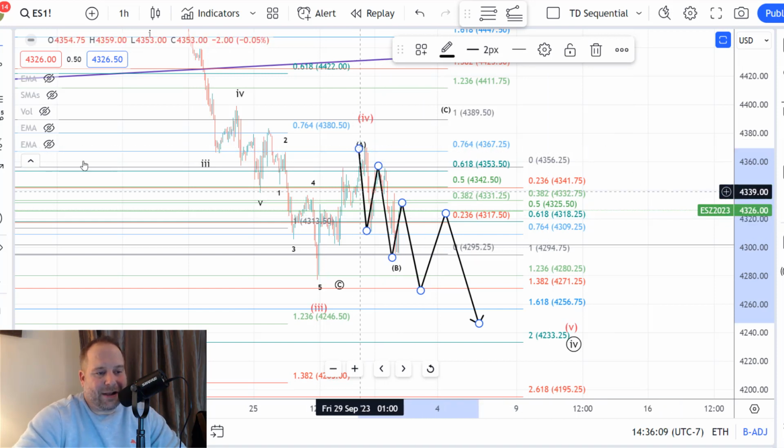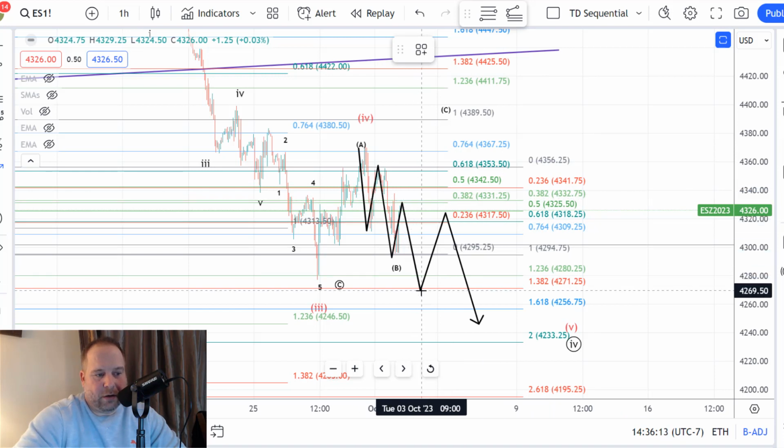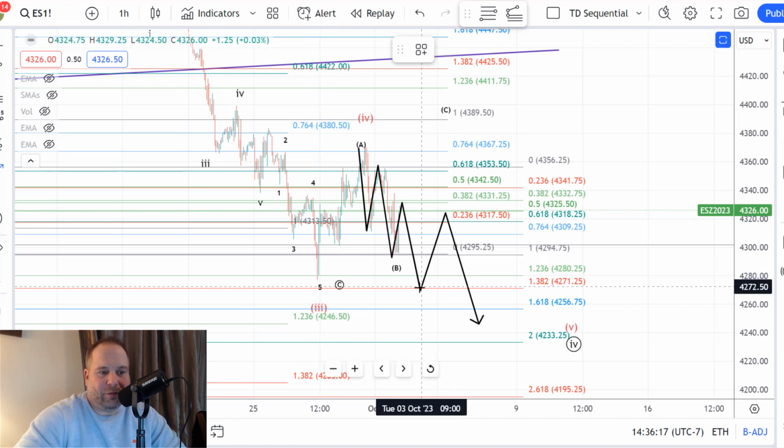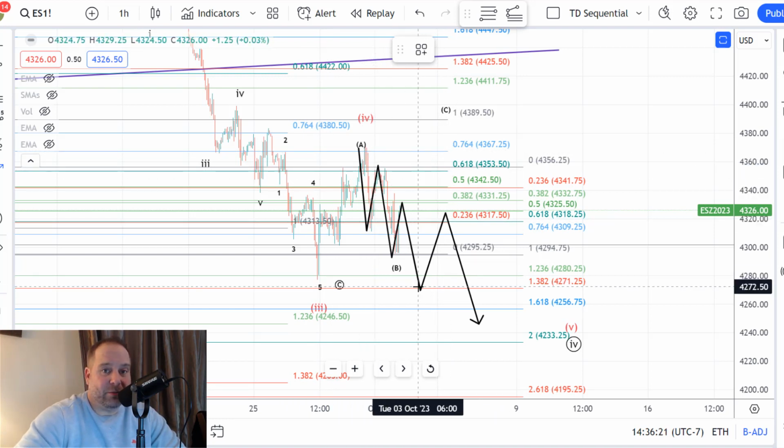So this count right here, it's a diagonal, so it is not the primary count, but should we start to head lower, you should be cautious on any low, because as soon as we take out this low, we've created a low to build off of, we've created it off of a diagonal, and we're expecting a bullish response.